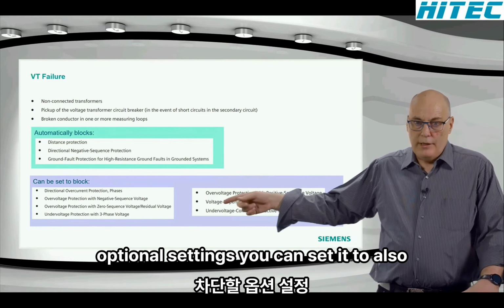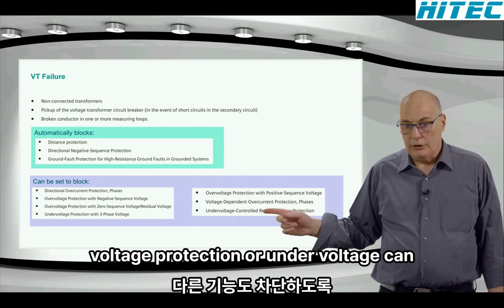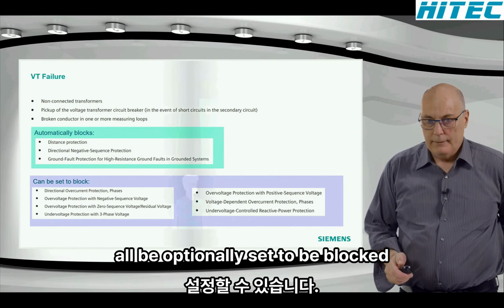Optional settings: you can set it to also block other functions like normal directional overcurrent, overvoltage protection or undervoltage protection can all be optionally set to be blocked.